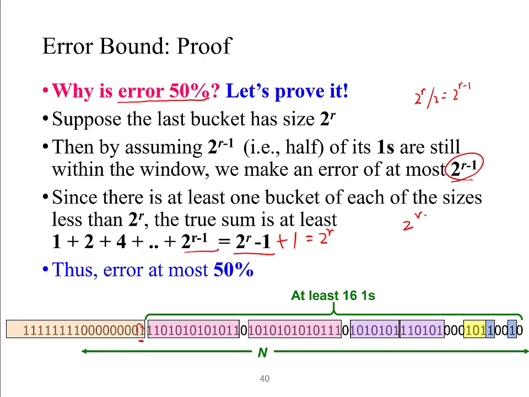Then what we have is this is the error and this is the true sum, so it is 50%. And we know that the error is smaller or equal to this. And we know that the true sum is larger or equal to this. Which means if you use error divided by sum, it should be smaller or equal to this value, which equals 50%. Therefore, the error is at most 50%.